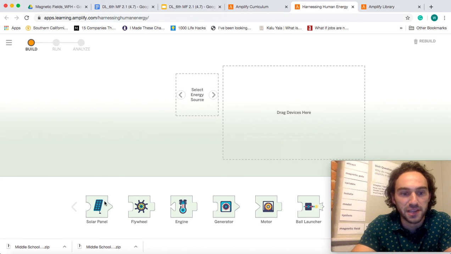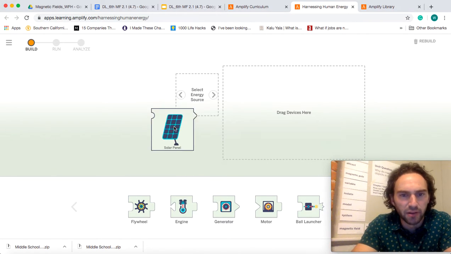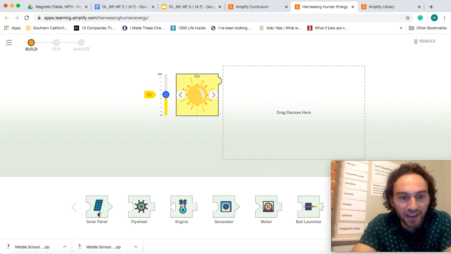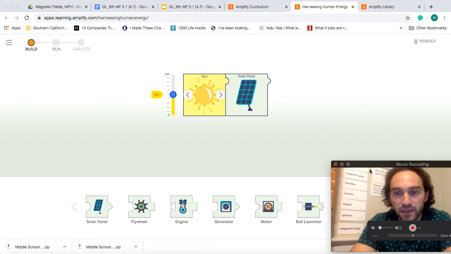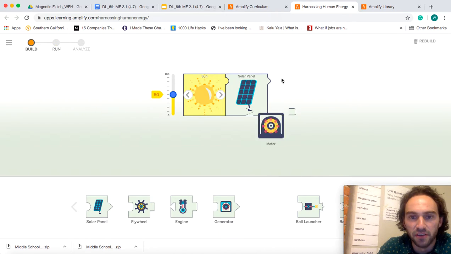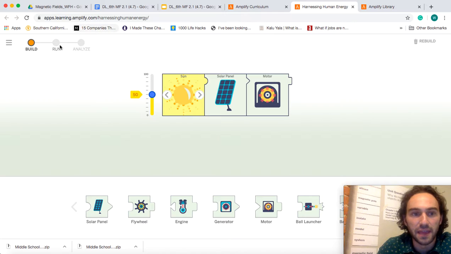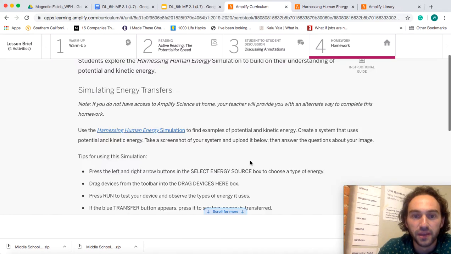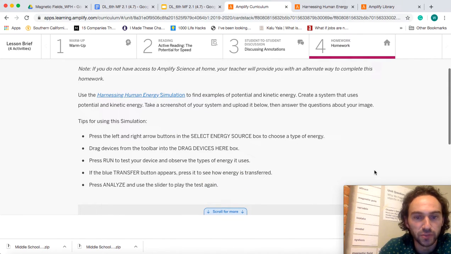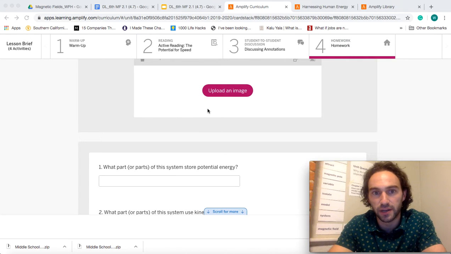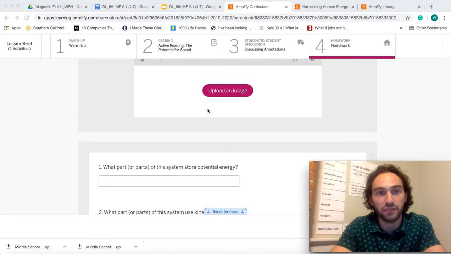For example, I might say, I want to use a solar panel. Oopsie, not that. I meant sun. I'll connect a solar panel to it. Maybe I'm going to add, let's say, a motor. So there are different kinds of options for you to drag, and then you're going to run and analyze, and watch what happens to the energy. All the directions are here for you, so please follow the directions and answer these few questions with the screenshot. When you're done with that, you're going to finish your exit ticket.